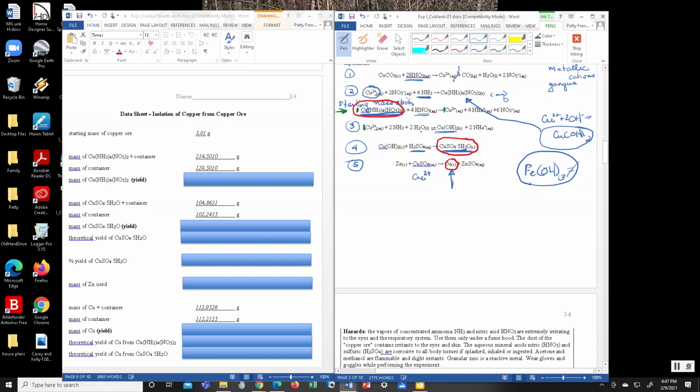1 copper 2+ ion yields 1 copper 2 hydroxide. 1 copper 2 hydroxide yields 1 copper 2 sulfate pentahydrate. And 1 copper sulfate gives us 1 copper. So our molar ratios all the way through are 1 to 1, which makes life so much simpler.